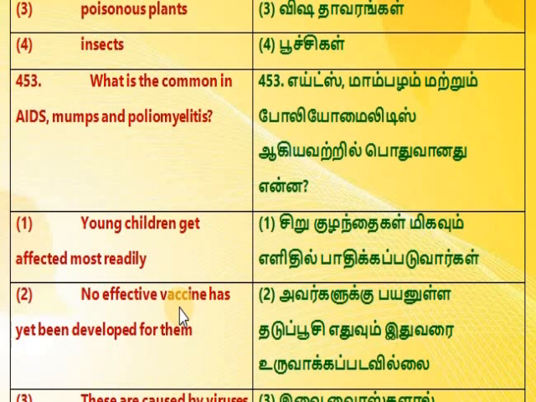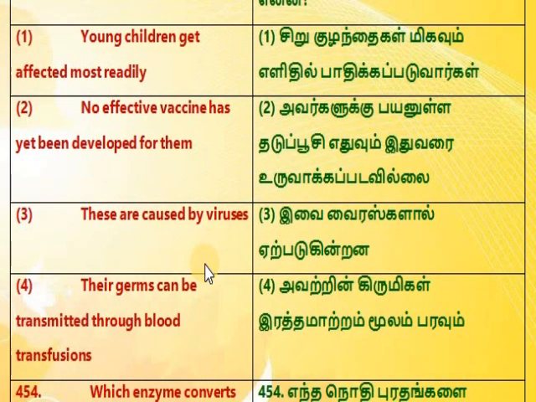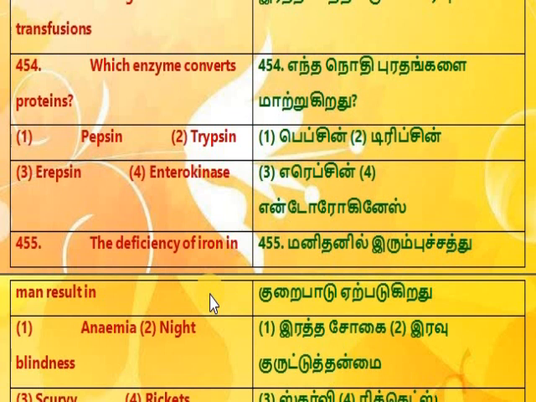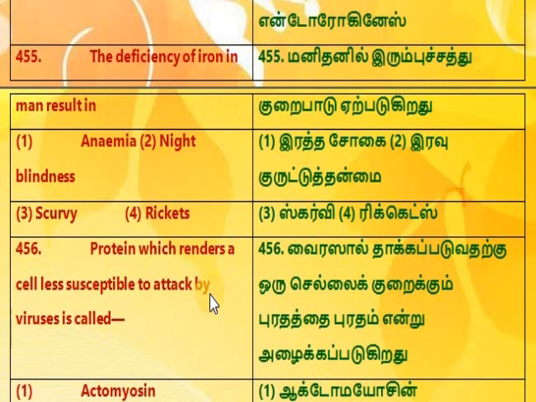453 What is the common in AIDS, mumps, and poliomyelitis? 1. Young children get affected most readily. 2. No effective vaccine has yet been developed for them. 3. These are caused by viruses. 4. Their germs can be transmitted through blood transfusions. 454 Which enzyme converts proteins? 1. Pepsin. 2. Trypsin. 3. Erepsin. 4. Enterokinase. 455 The deficiency of iron in men result in 1. Anemia. 2. Night blindness. 3. Scurvy. 4. Rickets.